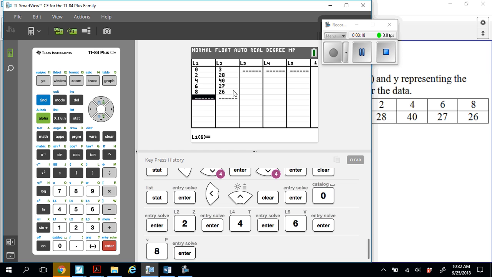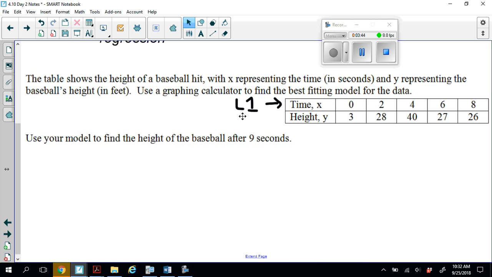Okay, now we have to do the same thing for our L2, or list 2. So I need to right arrow over. I'm going to go all the way up, using the right arrow so I can highlight L2, or list 2. And once again, to clear just the numbers, we're going to press clear and enter. Okay, so now we have to go back to our table to figure out what are going to be the values for L2. Your L2 will always consist of your y values, or basically the second part of your table.